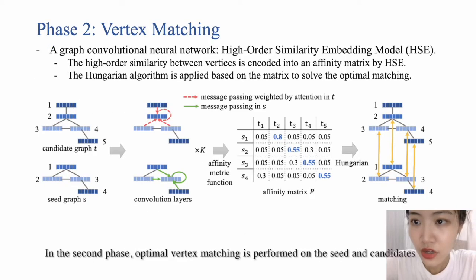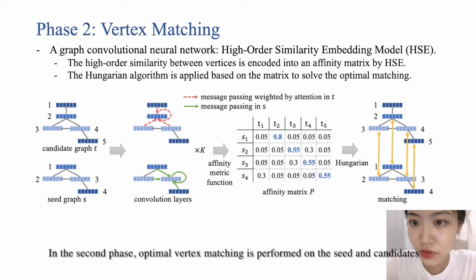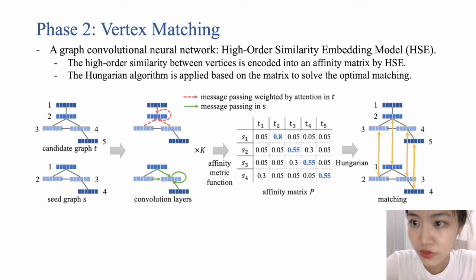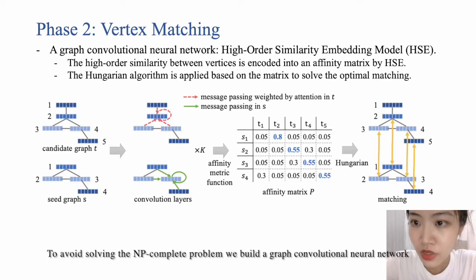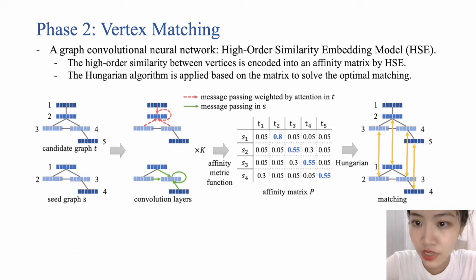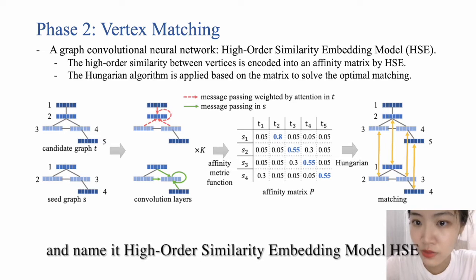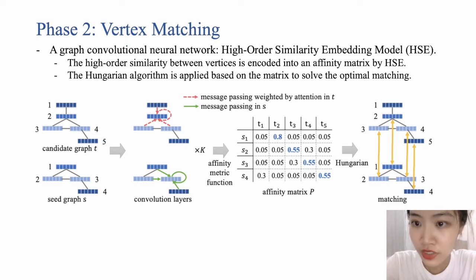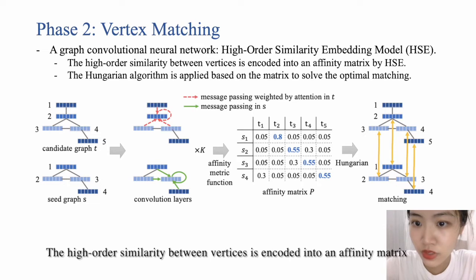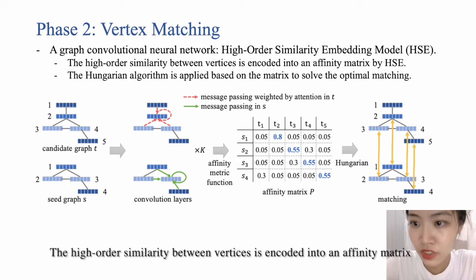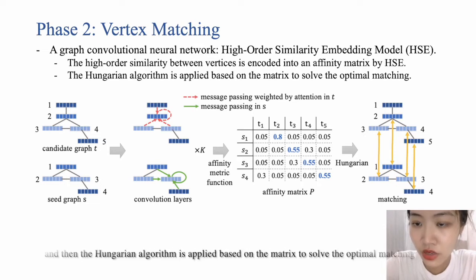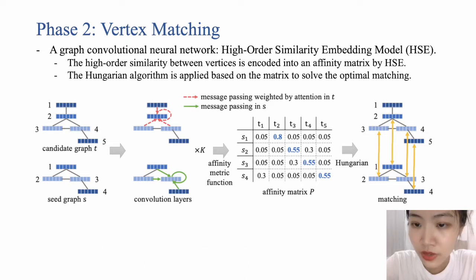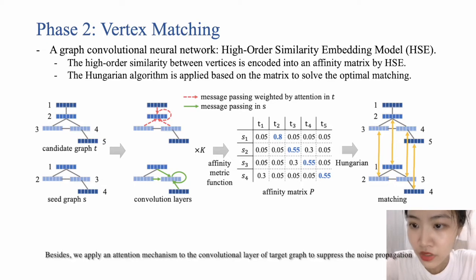In the second phase, optimal vertex matching is performed on the seed and canvas. To avoid solving the NP-complete problem, we build a graph convolutional neural network and name it High-Order Similarity Embedding Model, HSE. The high-order similarity between vertices is encoded into an affinity matrix, and then the Hungarian algorithm is applied based on the matrix to solve the optimal matching. Besides, we apply an attention mechanism to the convolutional layer of target graph to suppress the noise propagation.